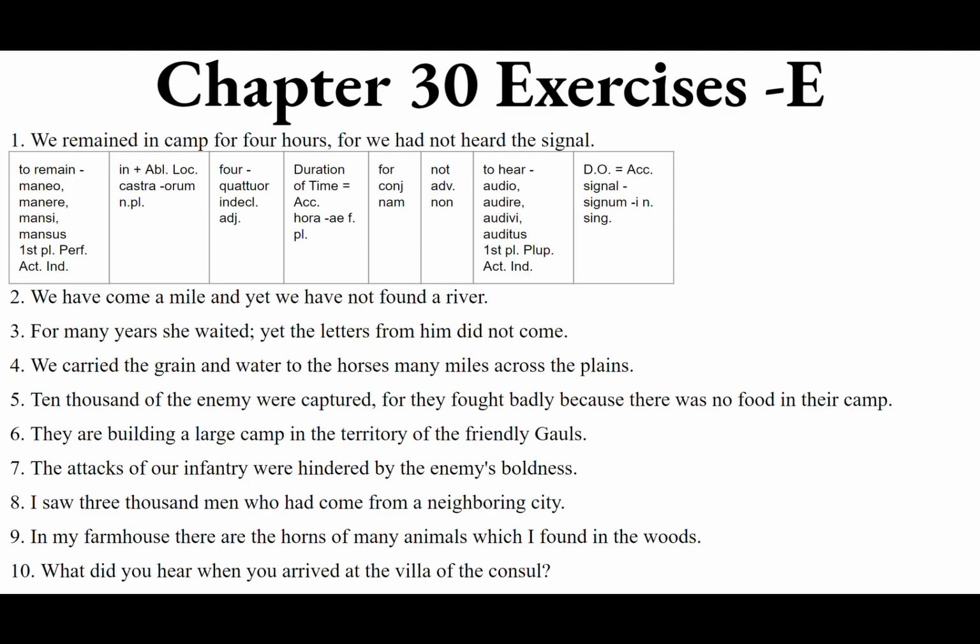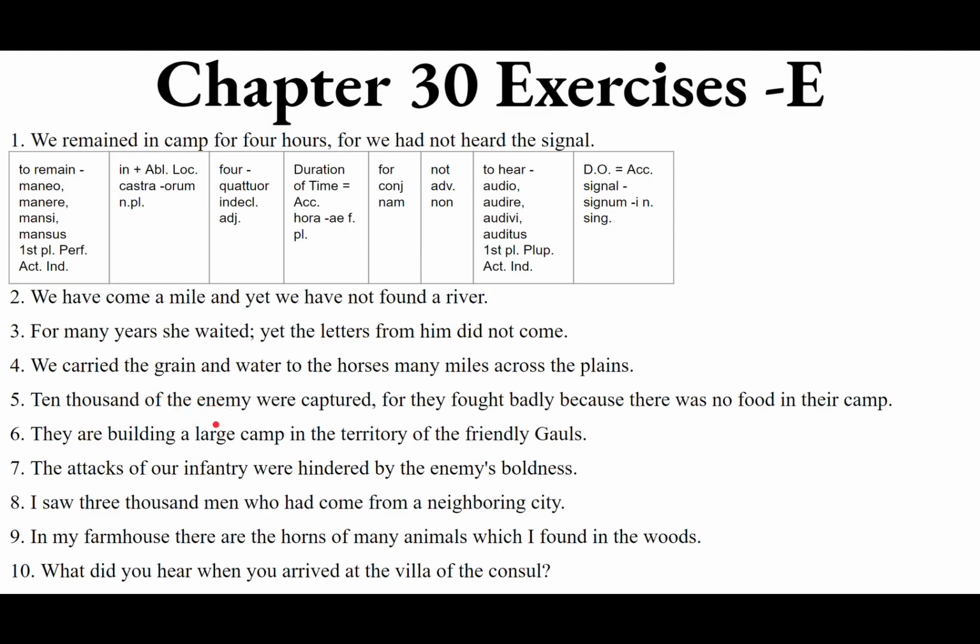Milia, milium, neuter, plural. And it looks like this is going to be the subject of our verb. So the verb is going to be passive voice. The 10,000 didn't do the capturing, they were captured. The verb happened to them. So they are the subject here, and the verb is passive voice. Decem milia of the enemy.